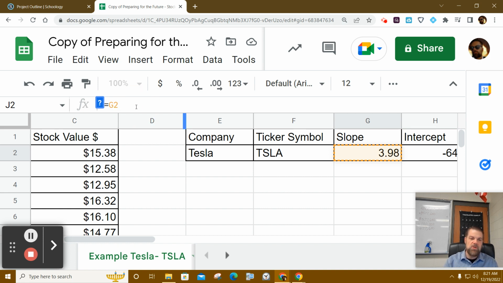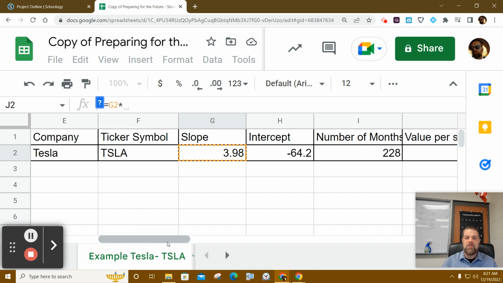Now, the times symbol is Shift 8, the little asterisk, so I'm going to put that in there. And what's the x value? No, that's the intercept. So y equals mx plus b. What is the x? Months. Yeah, it's the number of months.